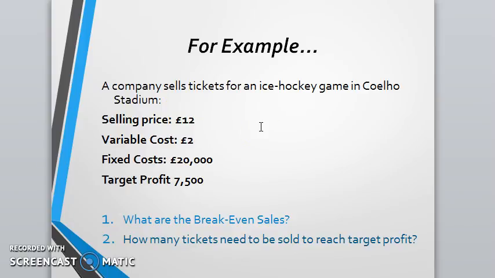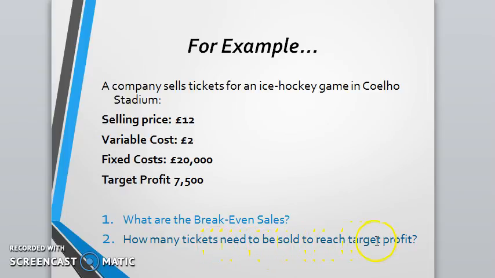Therefore, you would then do the fixed cost, which is £20,000, divided by the £10. And that would equal £2,000. Therefore, the break-even sales is £2,000.